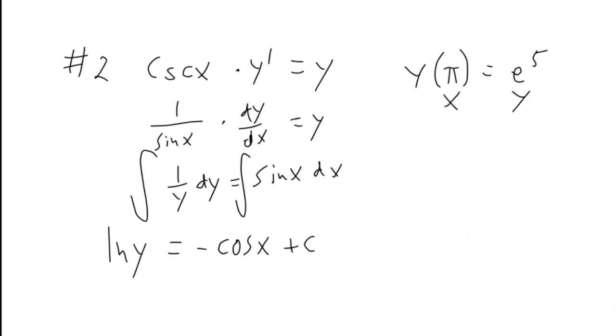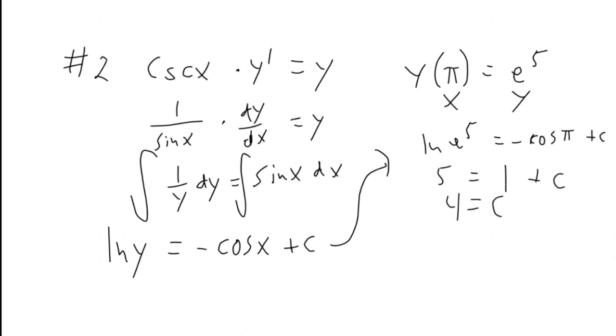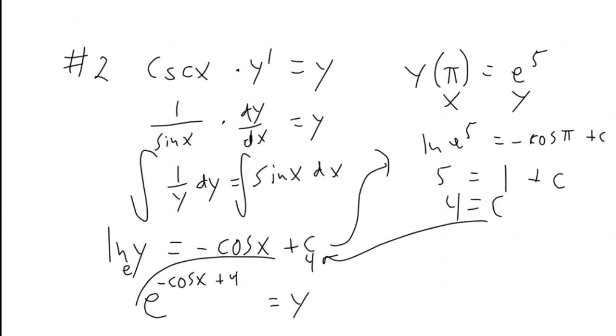And now find c, plug in these guys in for x and y. Let me go up here. So it would be natural log of e to the 5th equals negative cosine of pi plus c. This is 5 equals, calculator in radians, should be 1. We have found c, which is 4. Put that back in there. So that's going to say 4 right there for c. And then to get y alone, recall that there's an e right there. And so it would be e to the power of minus cosine x plus 4 equals y, and we're done.